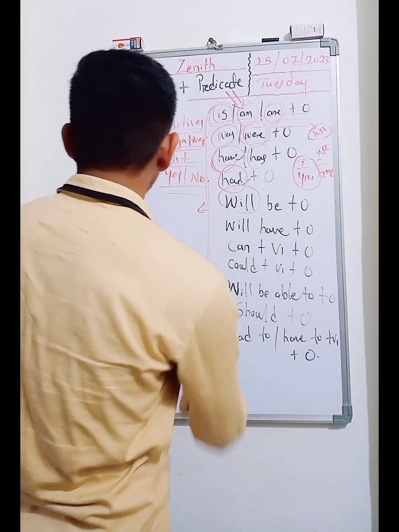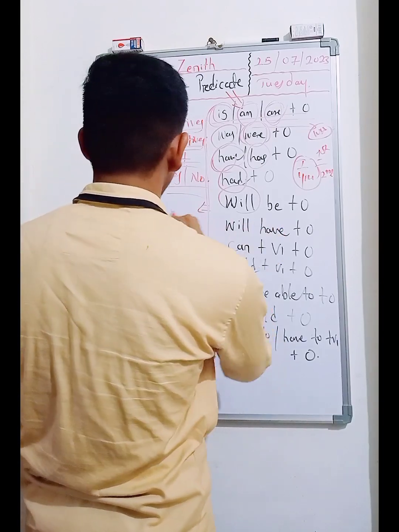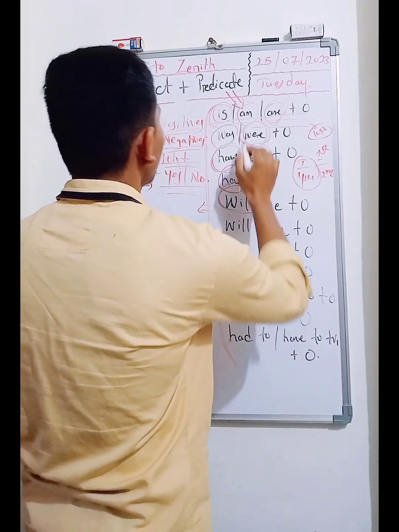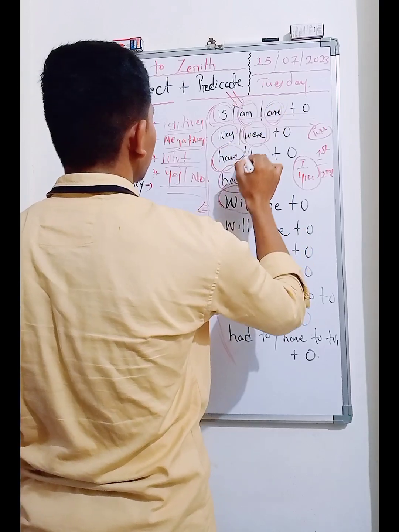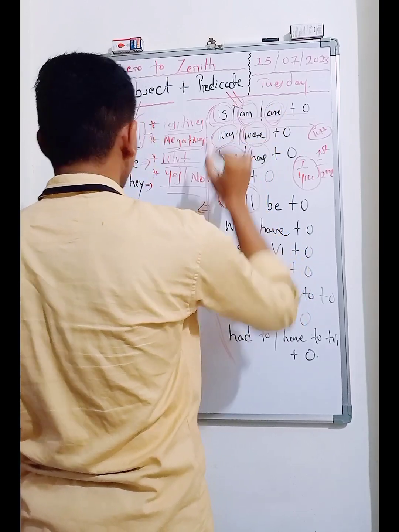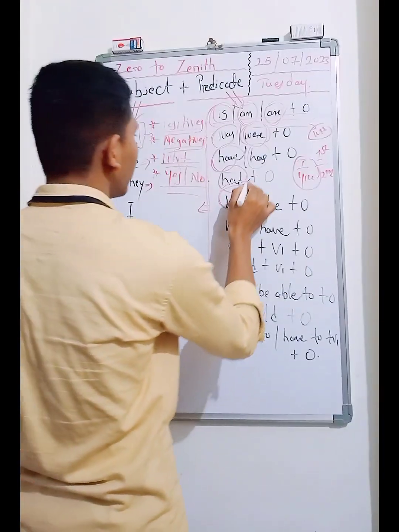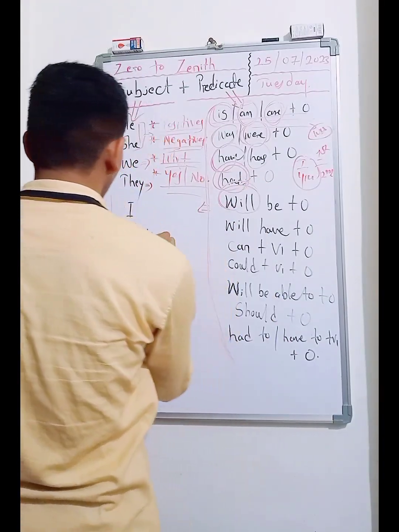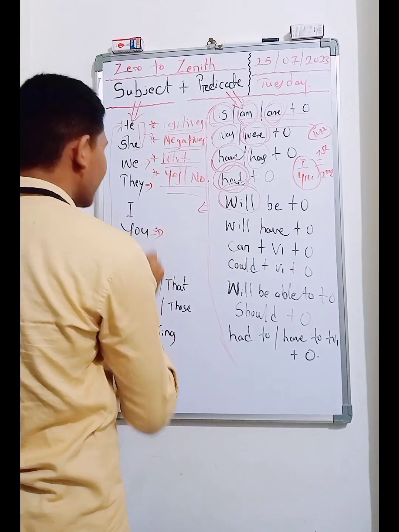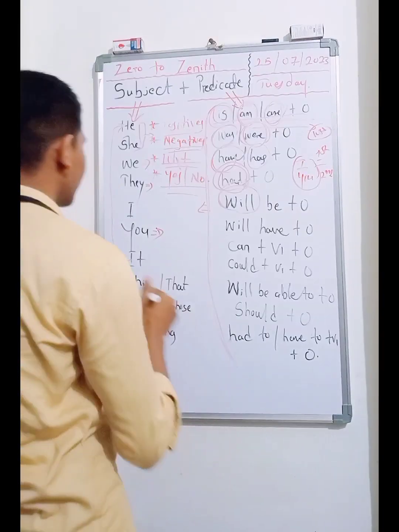I hope you understood. And now with I, you have to use will in the future, am in the present, was in the past, and had in the past perfect. I hope you have understood thoroughly now. I hope you are understanding.